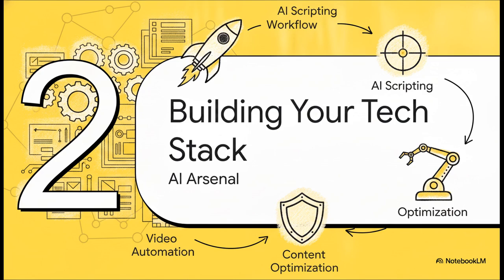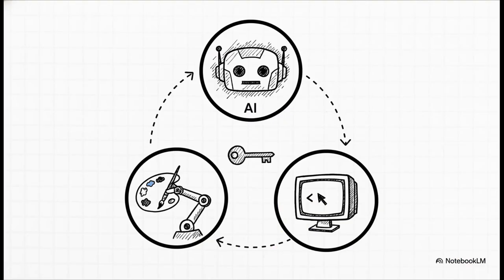Section 2, building your AI arsenal. So now that we know the why, let's talk about the how. And please don't let the word automation intimidate you here. Your tech stack, your secret weapons really, consists of just 3 core components.